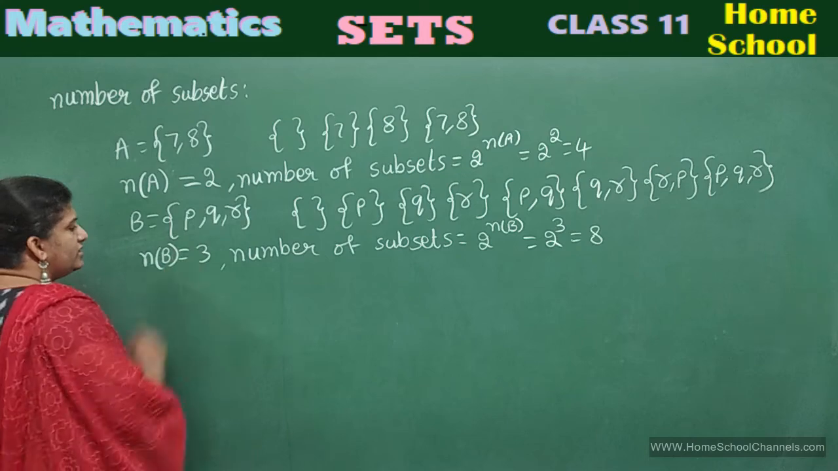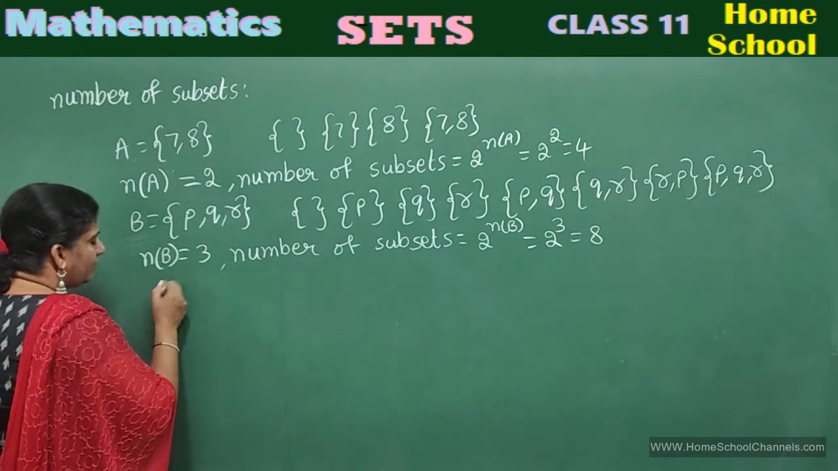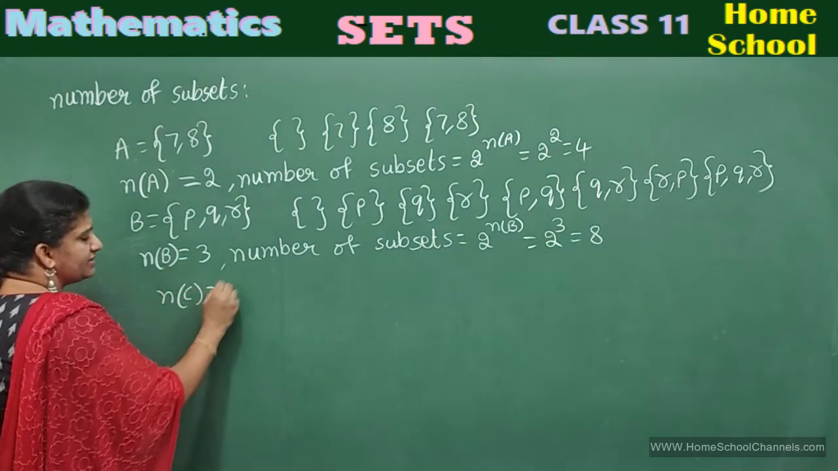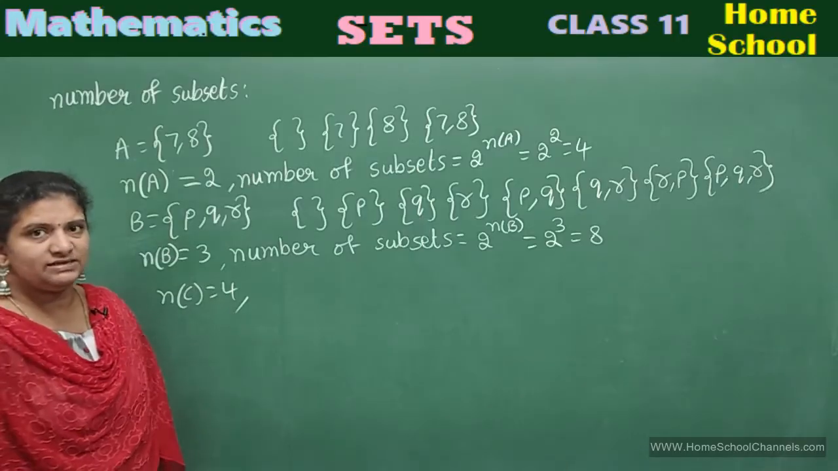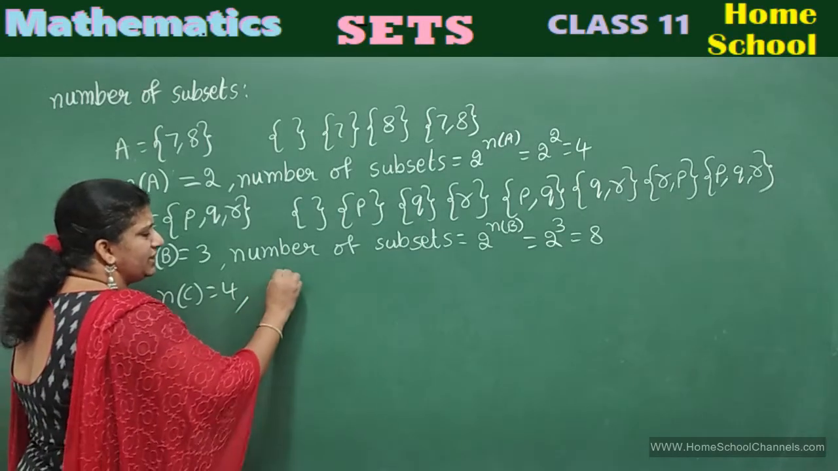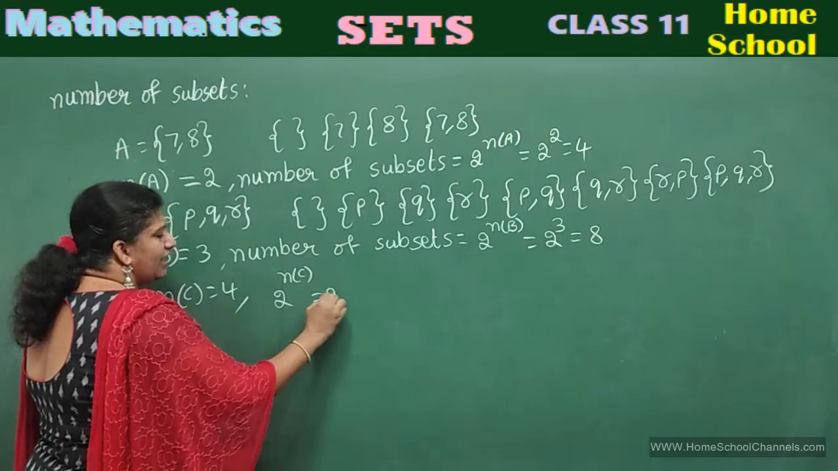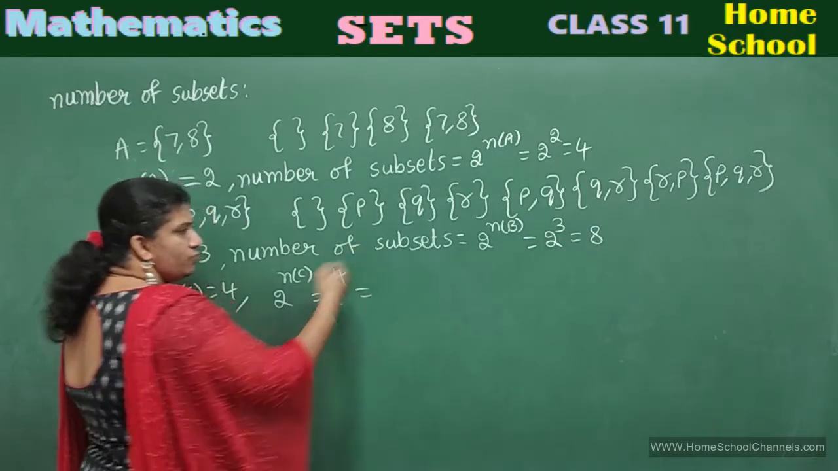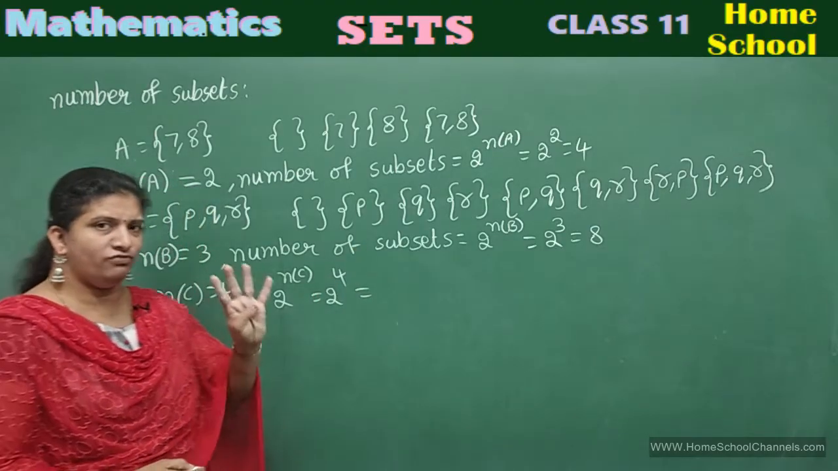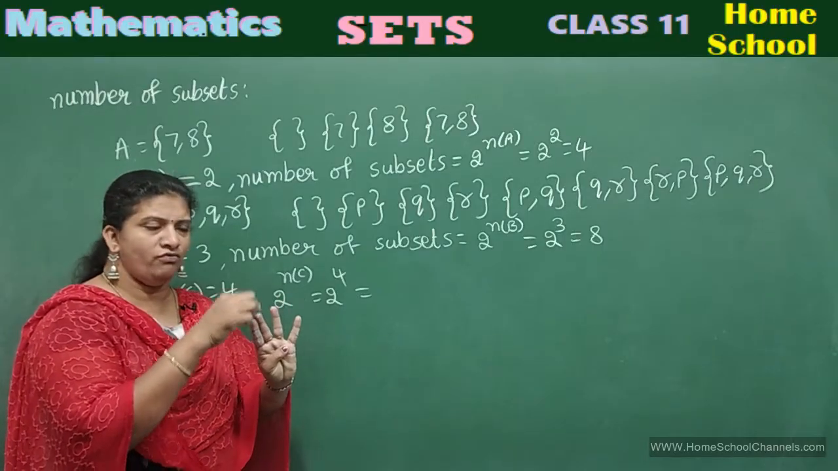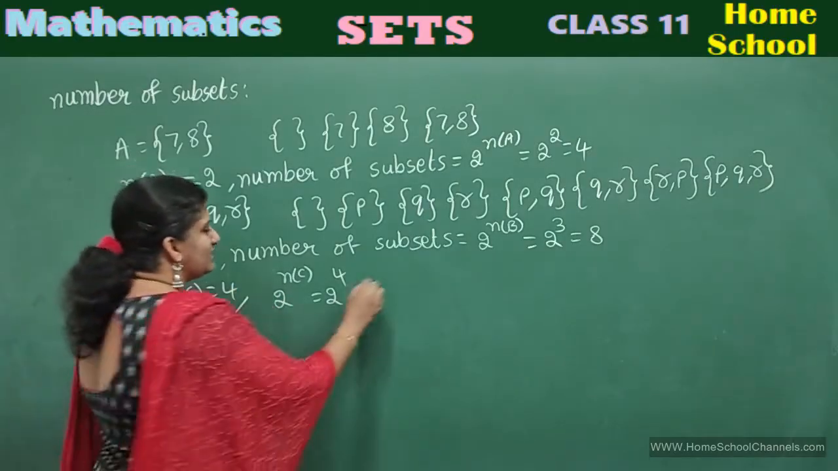In the same manner, suppose you have 4 elements, how many subsets? Very simple: 2 power n(C), that is 2 power 4. 2 power 4 means multiply 2 four times. 2 2s are 4, 4 2s are 8, 8 2s are 16.